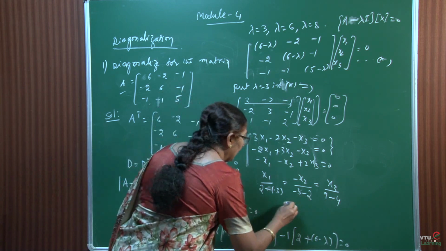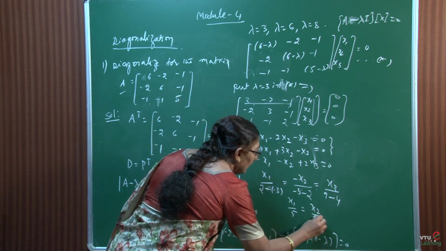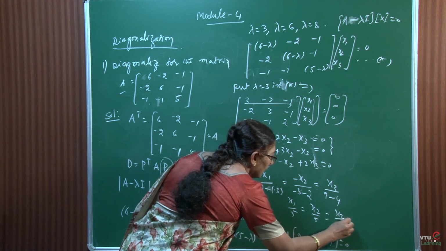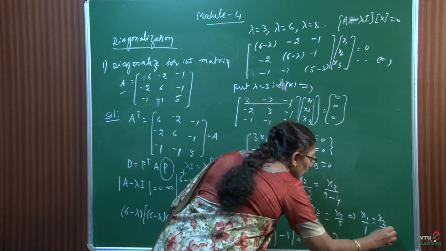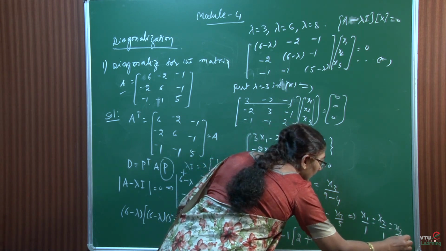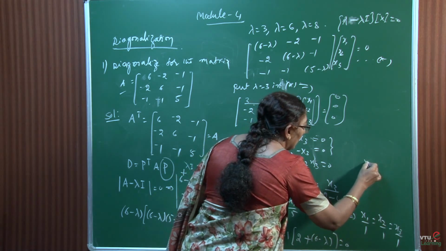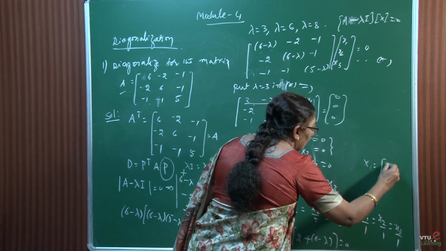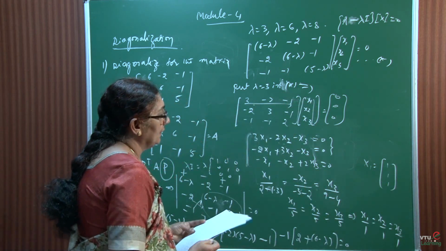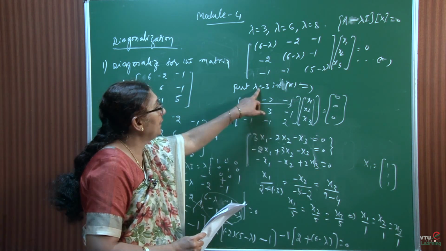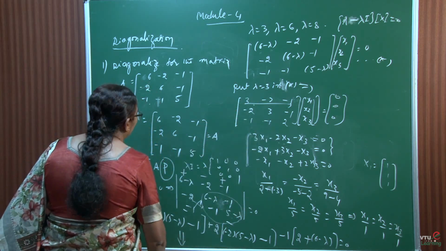Then you simplify this. What do we get? x1 by 5, x2 by 5 and x3 by 5. That implies x1 by 1, because 5 is common, x2 by 1, x3 by 1. Therefore, the corresponding eigenvector is nothing but 1, 1, 1. Capital X1 is one of the eigenvectors for lambda equal to 3. Similarly, find the other two vectors.